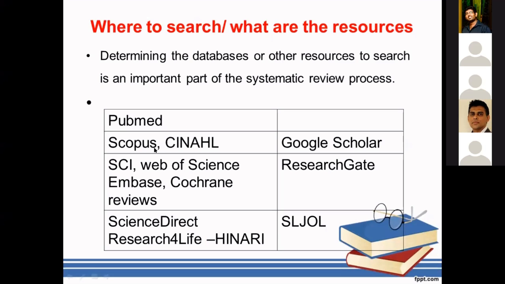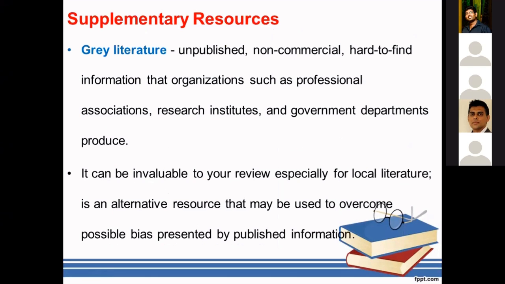Scopus is a citation database. CINAHL is related to nursing and allied health sciences. I think you know all of these things. To get reviews, you can use Cochrane reviews. And we don't have access to Science Citation Index, Embase, and ScienceDirect, but PubMed is a free open access source. And Scopus, we have a subscription through the university. And Research4Life, again, we have through the university, and we have a number of databases included under HINARI. So those are the things that are published.